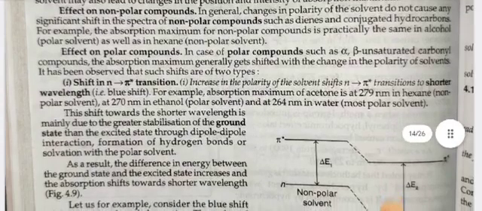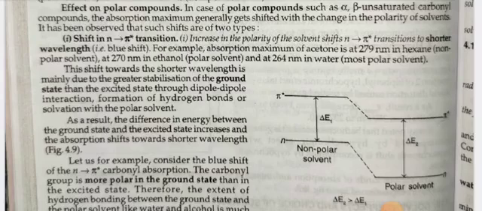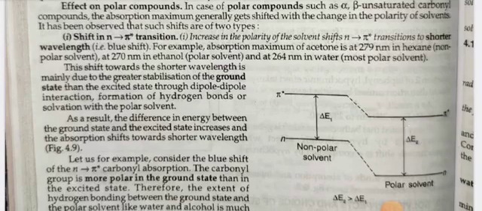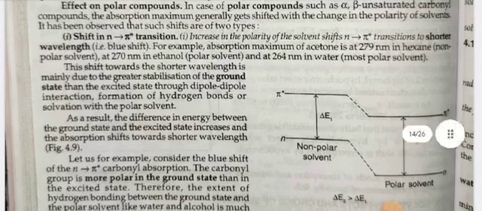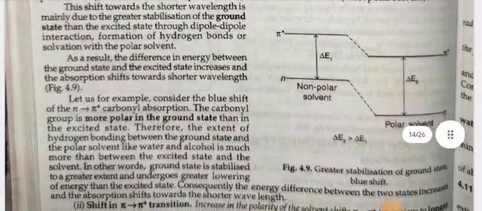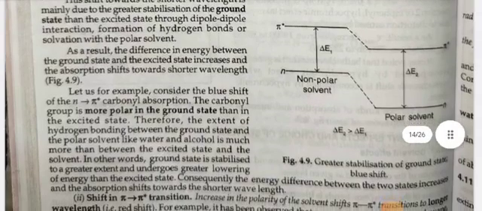It has been observed that shifts are of two types. Shift in the n to pi star transition: with increase in the polarity of the solvent, the n to pi star transition shifts to shorter wavelength, that is, blue shift. For example, the absorption maximum of acetone is 279 nanometer in hexane, 270 nanometer in ethanol, and 264 nanometer in water. This shift towards shorter wavelength is mainly due to greater stabilization of the ground state than the excited state through dipole-dipole interaction, formation of hydrogen bonds, or solvation with the polar solvent. As a result, the difference in energy between the ground state and the excited state increases, and absorption towards shorter wavelength takes place. More polar in the ground state.